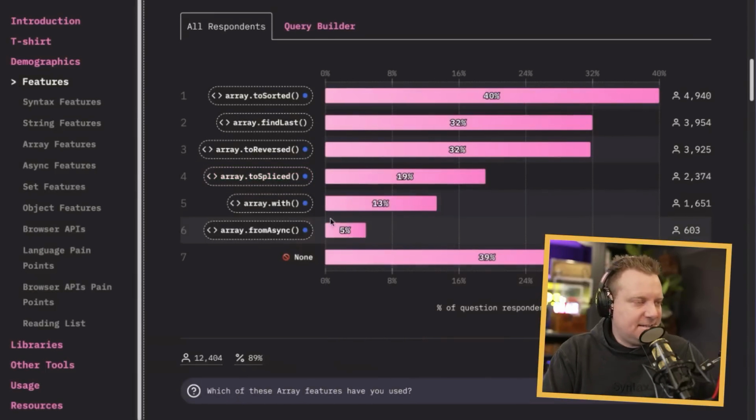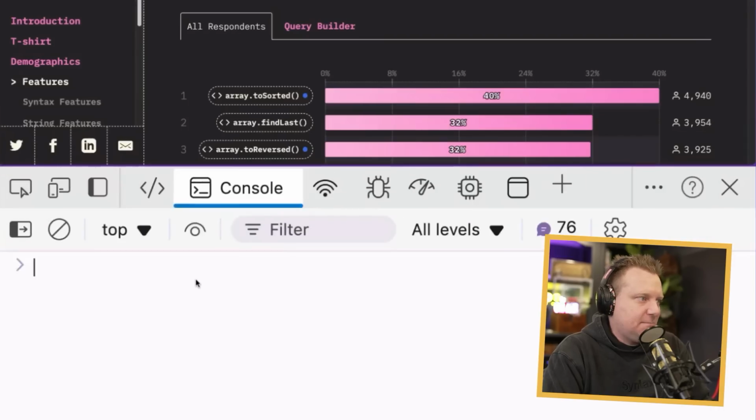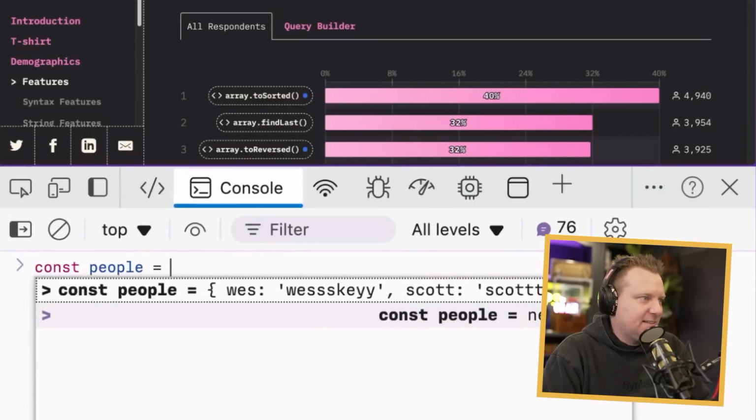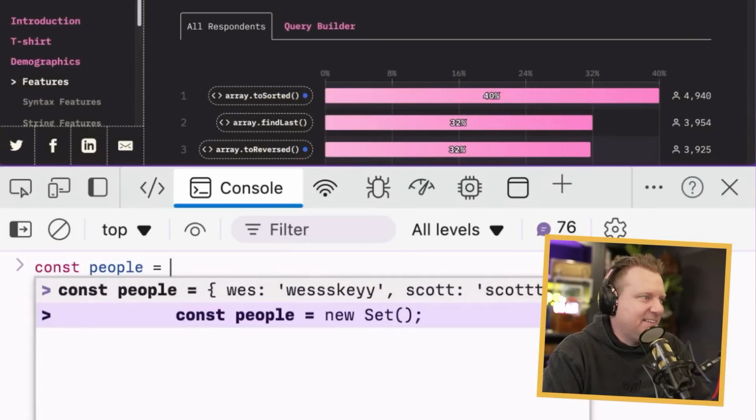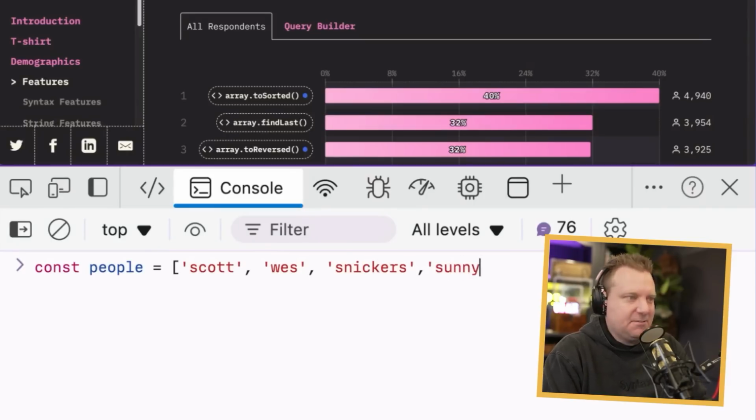No, it's not. It's the mutating versus copying. So here, let me open up my... Sure. But what I would do, like I said, is create a new array. Oh, yeah. I see what you mean. Here, let's do a quick example right here. So const people is equal to... Hey, look at this. I already got one in my dev tools here. So we have Scott, we have Wes, and we have Snickers, and we have Sunny.